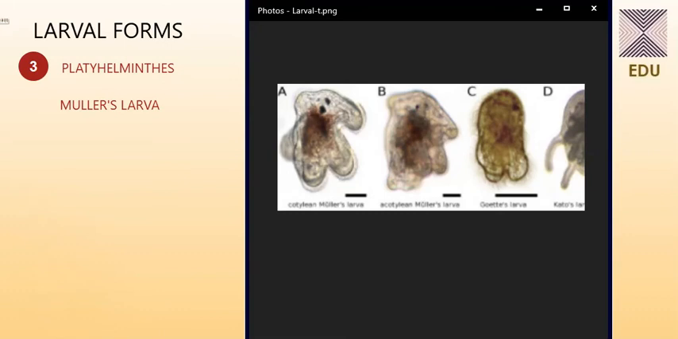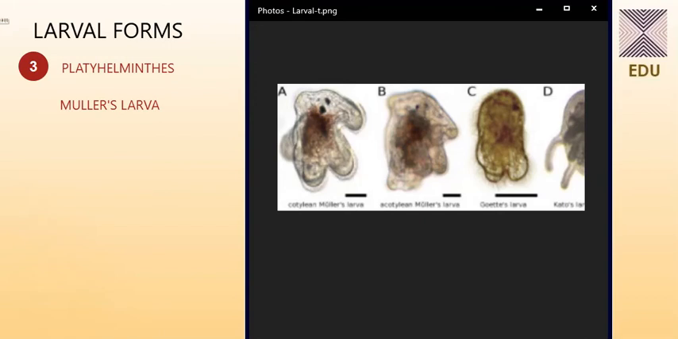Now, if I talk about the Muller's larva, almost all the cotylians and some of the acotylians also have this Muller's larval form in their life cycle. So as we have taken the two suborders in Polycladida as cotylians and acotylians, both may have this Muller's larva in their life cycle.